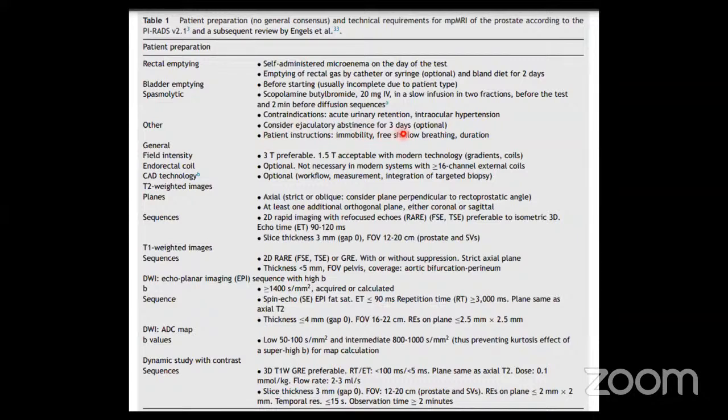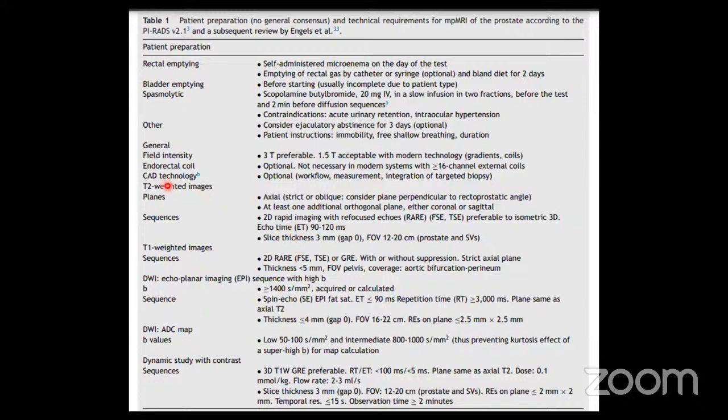Consider ejaculatory abstinence for 3 days. It's an optional thing, and you have to give instructions regarding immobility, free shallow breathing, duration, etc. 3 Tesla is the preferable modality. With 3 Tesla, we do not require an endorectal coil. So even if you get a requisition for prostatic MRI with an endorectal coil, you can inform that with 3 Tesla, this is not needed.